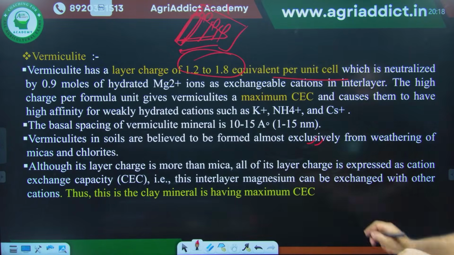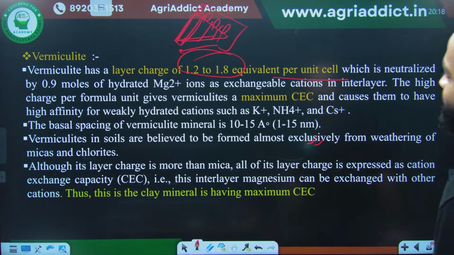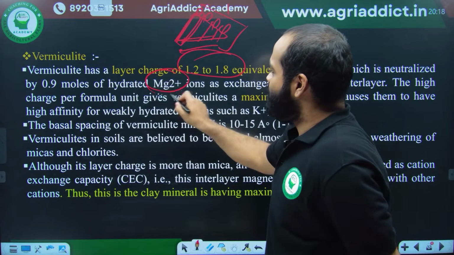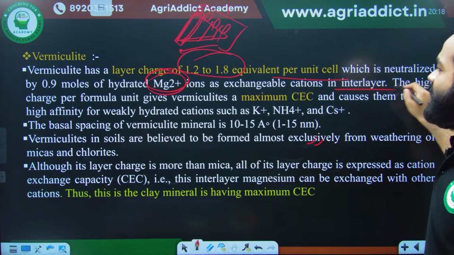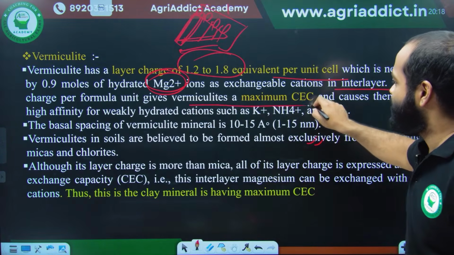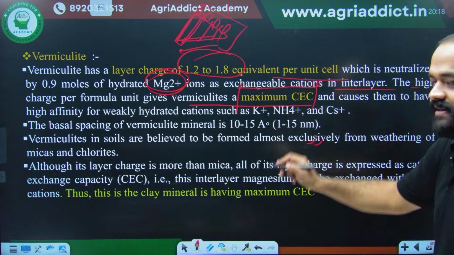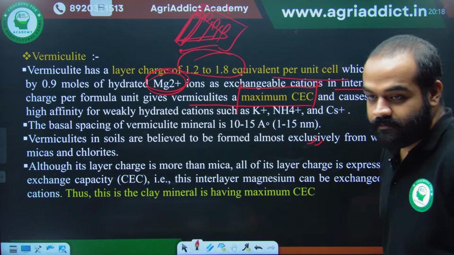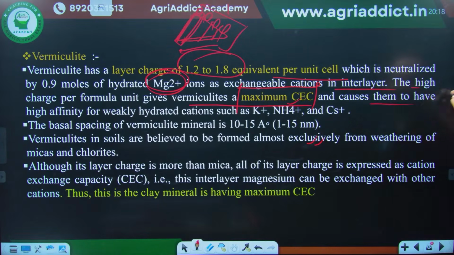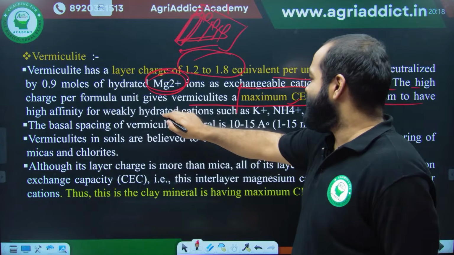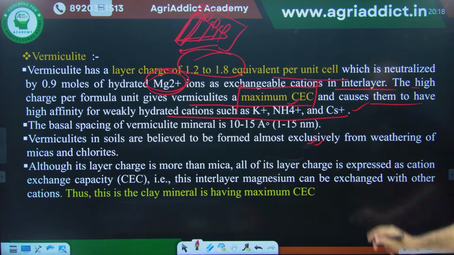So vermiculite has a layer charge of 1.2 to 1.8 equivalent per unit cell, which is neutralized by 0.9 mole of hydrated Mg2+ ion. We all know vermiculite has Mg, magnesium as exchangeable cations in the interlayer. The high charge per formula unit gives vermiculite the maximum CEC. From here only this is important, nothing else will come. So maximum CEC, and it causes them to have high affinity for weakly hydrated cations such as K+, NH4+, and Cs+.